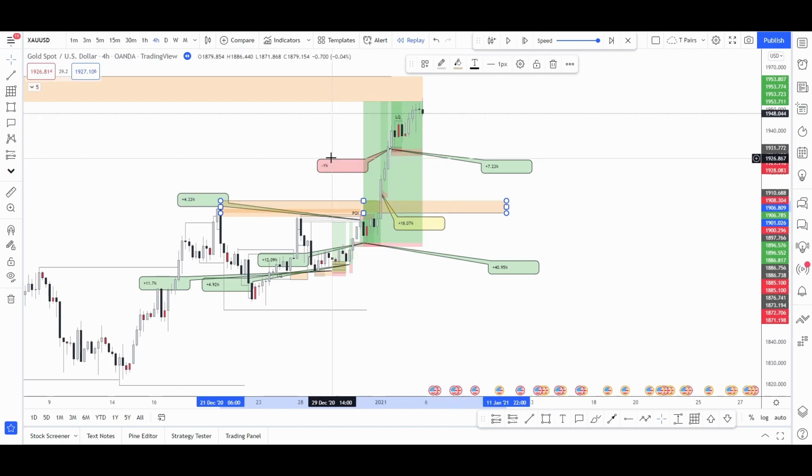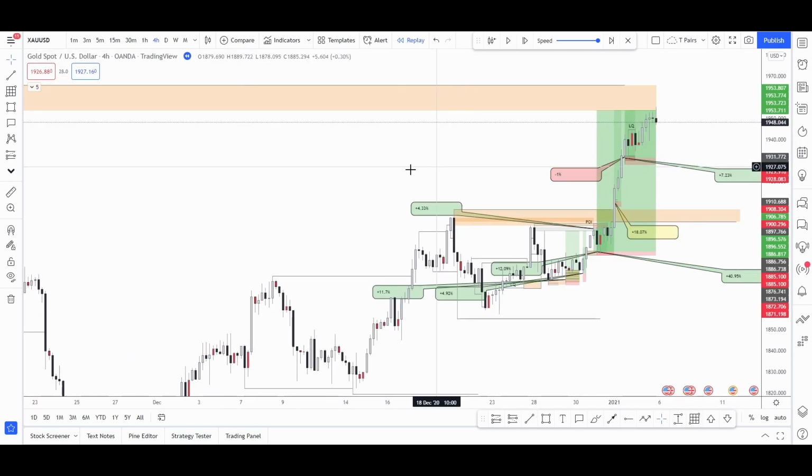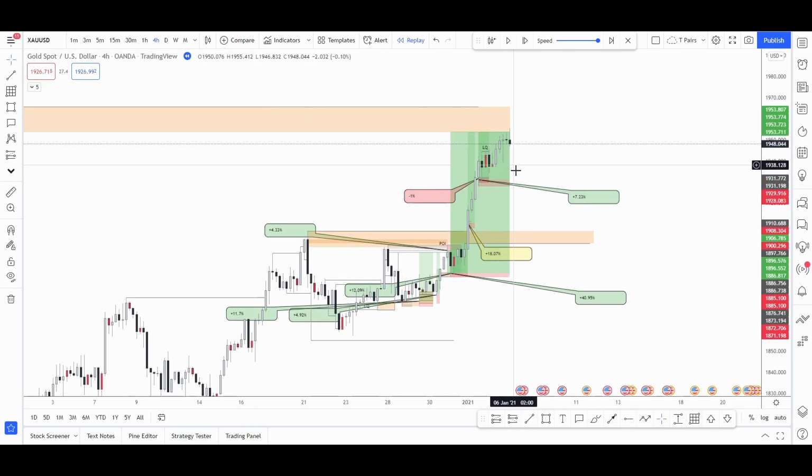So yeah, this is going to be our POI, which is good on the 4 hour. And I would expect price to come down, probably not clean, but price would probably come down to here, play about this, and maybe head off again.